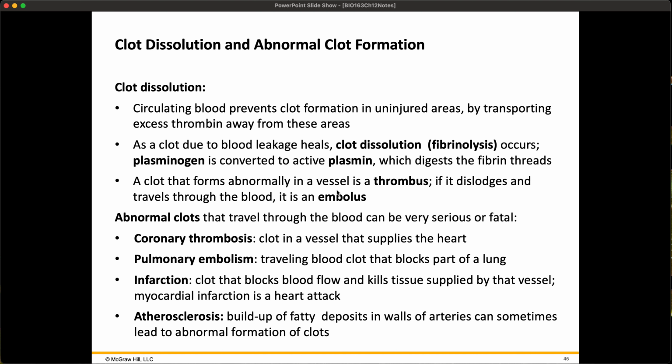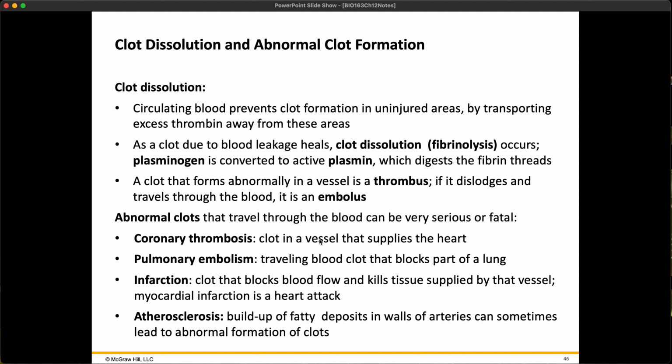A clot that forms abnormally in a vessel is called a thrombus. So sometimes you might hear of someone having a thrombus in their lungs or something like that. That's a blood clot that's somewhere where it's not supposed to be. And then that thing can travel. If you have a traveling clot, it's called an embolus or an embolism. And so pulmonary embolisms, those are, again, something very dangerous in the lungs, a clot that can be traveling through the lung or blocking part of the lung.